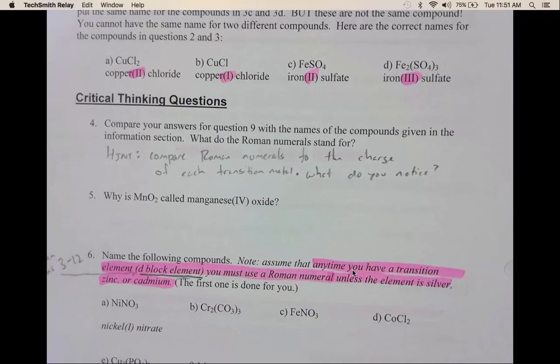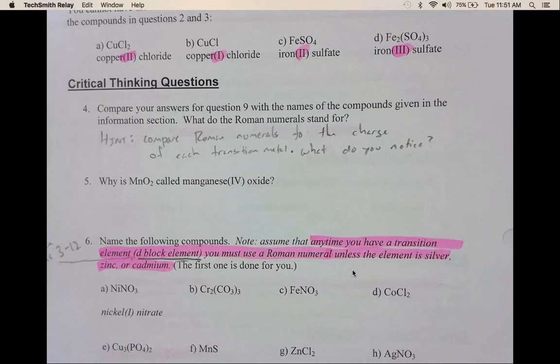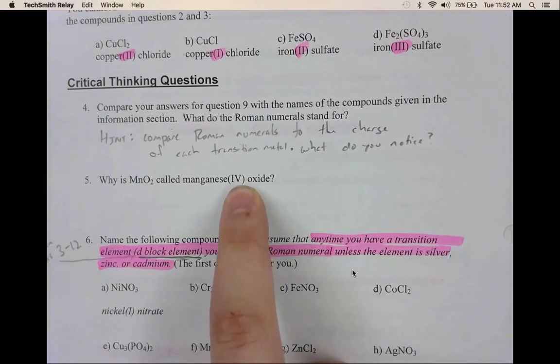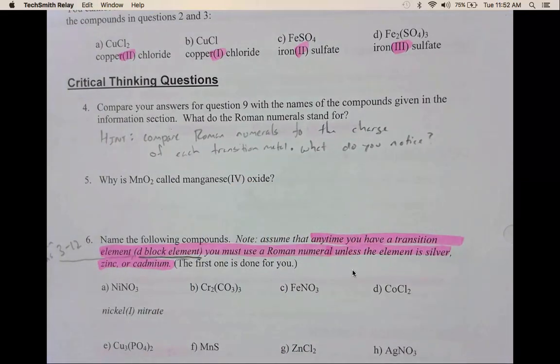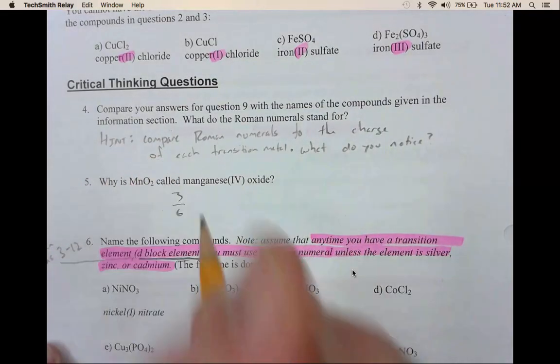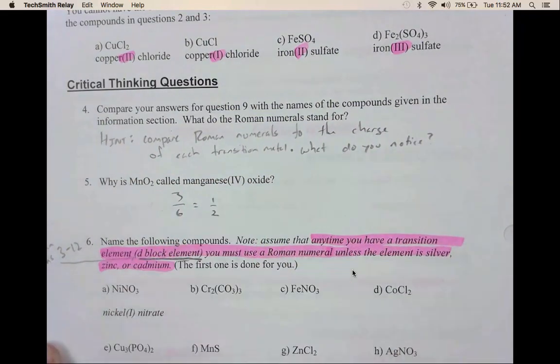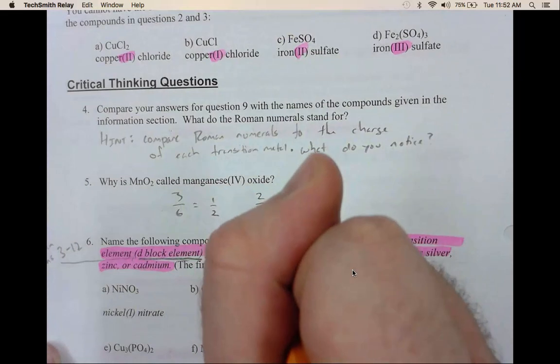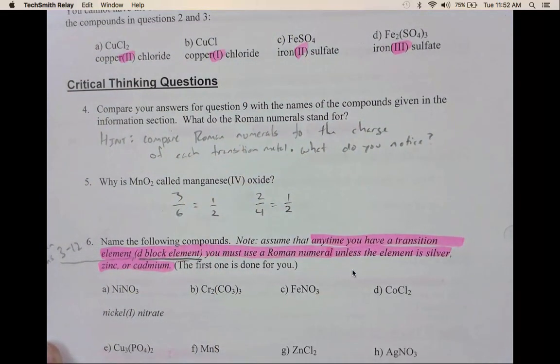Next is question 5. When you're working on question 5, remember that the Roman numeral is 4. So why is MnO2 called manganese 4 oxide? What does that 4 represent? You will have to remember that the subscripts are similar to fractions. If you had a fraction that was 3/6, that would reduce to 1/2. Same if you had a fraction that was 2/4, it would reduce to 1/2. So remember, we use this principle with MnO2. Think about the charges and think about how it would reduce.